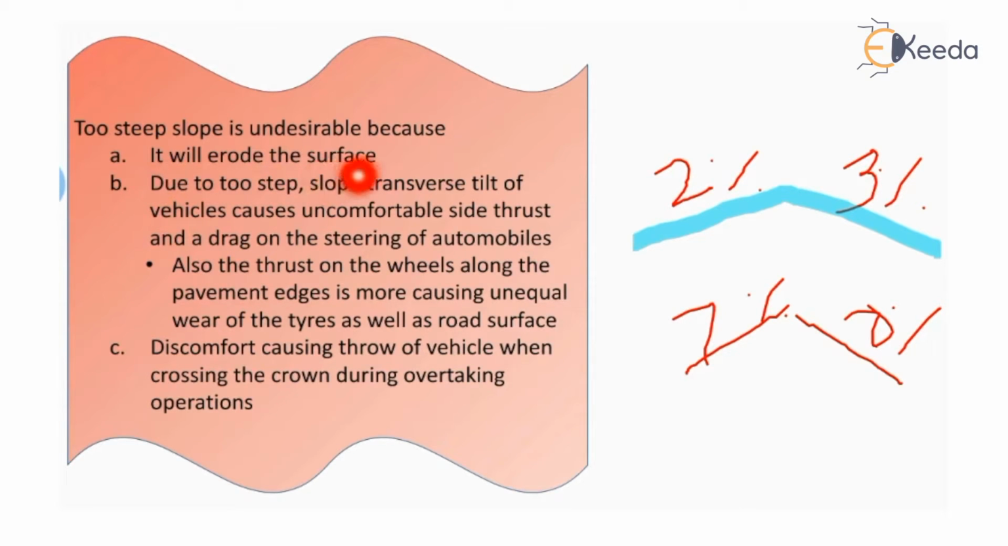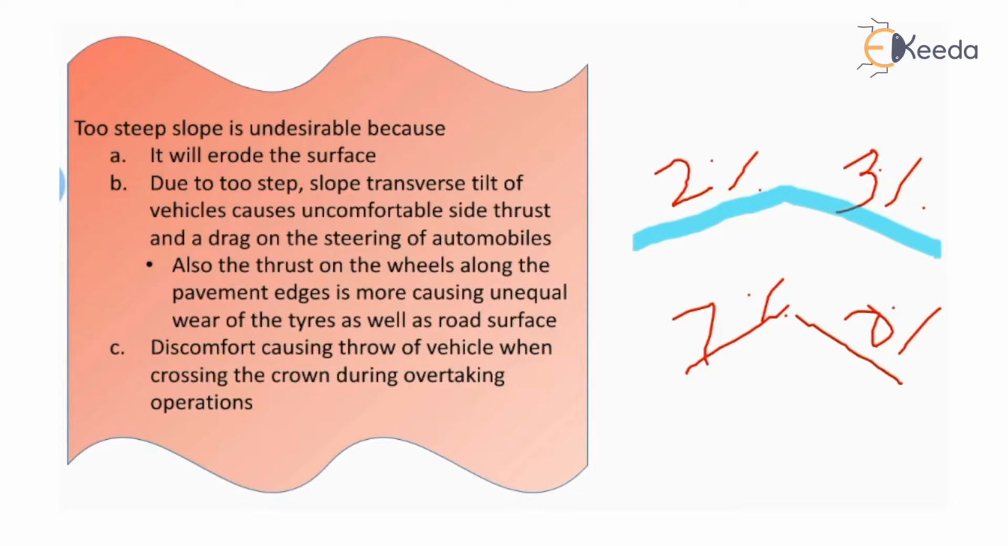It will erode the surface. Due to the too steep a slope, transverse tilt of the vehicle causes uncomfortable side thrust and drag on the steering of automobiles. Also, the thrust on the vehicles along the pavement edges is more, causing unequal wearing of the tires as well as the road surface. Discomfort is caused to the vehicle when crossing the ground line during the overtaking process.